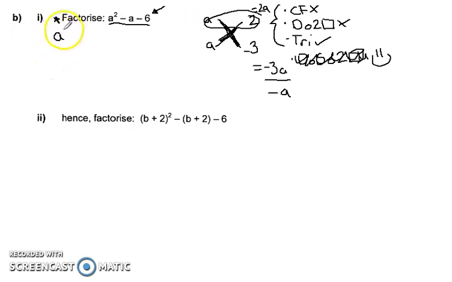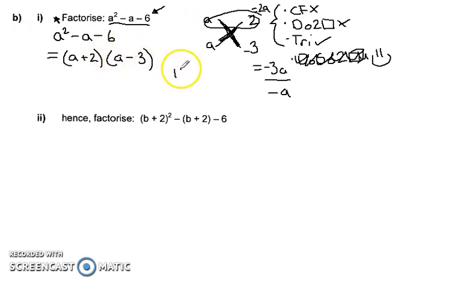So let's write this down properly. In your exam paper, you would have first written down the question. Then you would write equals a plus 2 and a minus 3. Now that one's not actually very difficult.